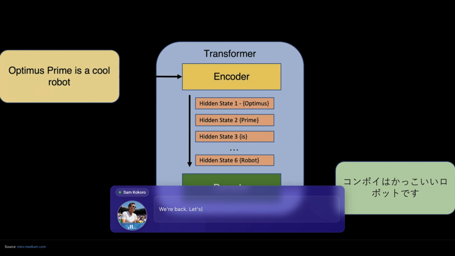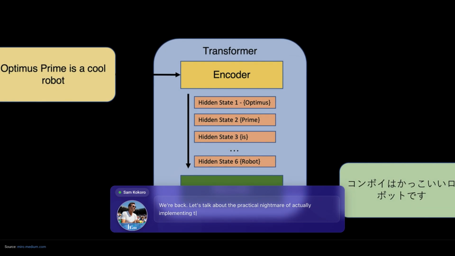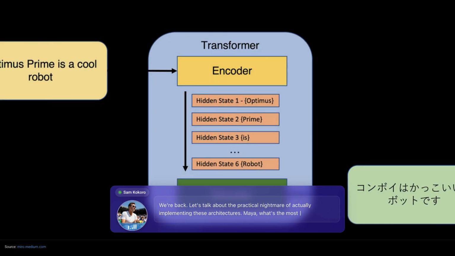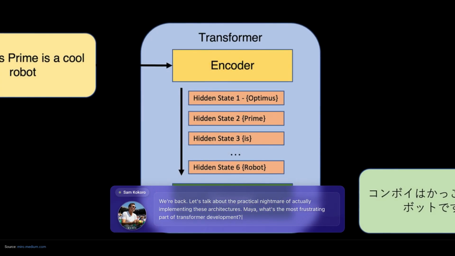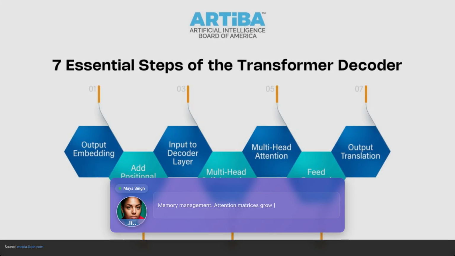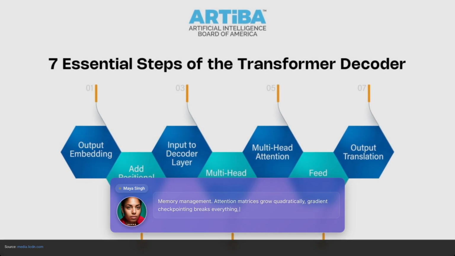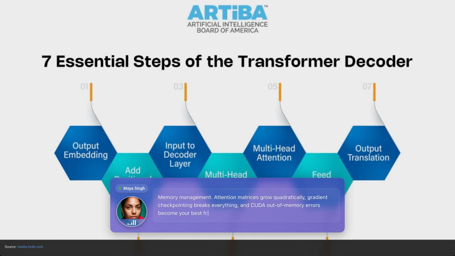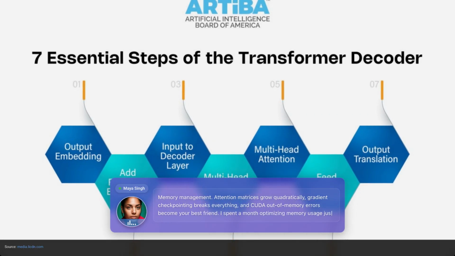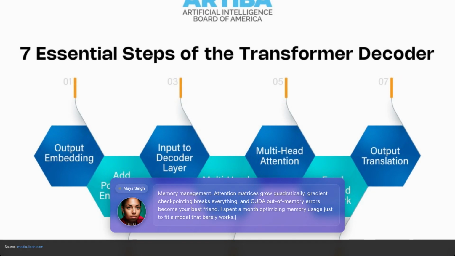We're back. Let's talk about the practical nightmare of actually implementing these architectures. Maya, what's the most frustrating part of transformer development? Memory management. Attention matrices grow quadratically, gradient checkpointing breaks everything, and CUDA out-of-memory errors become your best friend. I spent a month optimizing memory usage just to fit a model that barely works.